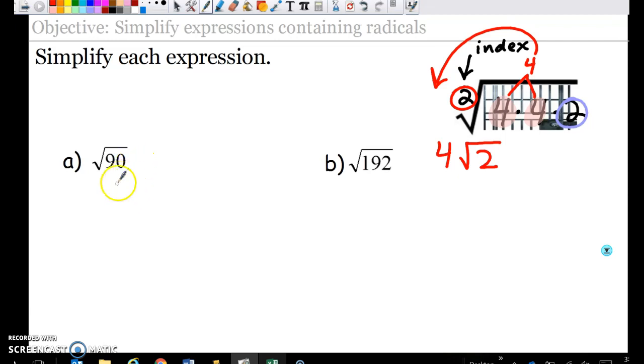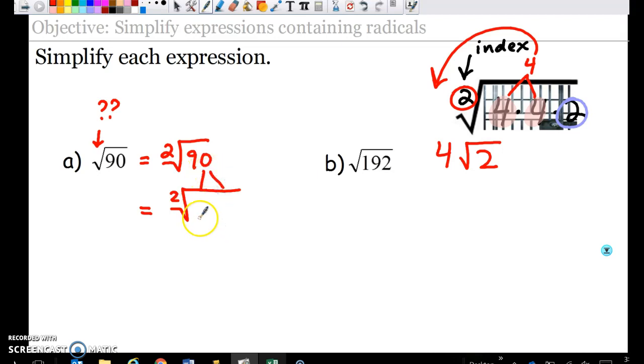Let's use our strategy to simplify the square root of 90. Now notice there is no index written here. If there's no index written there, you can assume we're talking about a square root, or the second root of 90. Okay? So in order to break out of this jail, I need to have 2 of the same base. Let's factor 90 now.